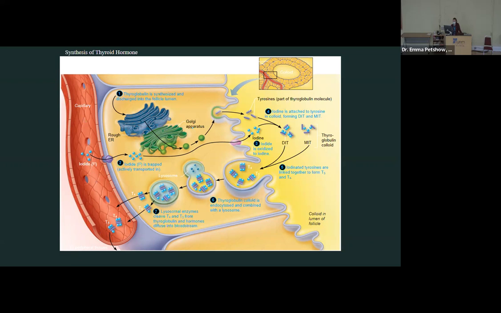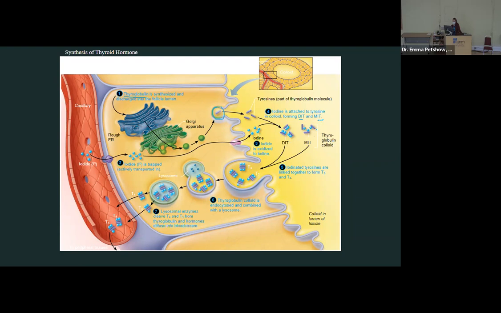We have our cell here. This is from an actual thyroid gland, okay? So we have our thyroglobulin. It's synthesized and discharged. So we have our rough ER, our Golgi apparatus. It's put in these little vesicles. Our iodide then comes through. It's trapped and actively transported in, so it does have to undergo active transport. It's then converted into iodine. It's oxidized within. Your thyroglobulin is released from its vesicle, and iodine is attached to tyrosine, forming both DIT and MIT.